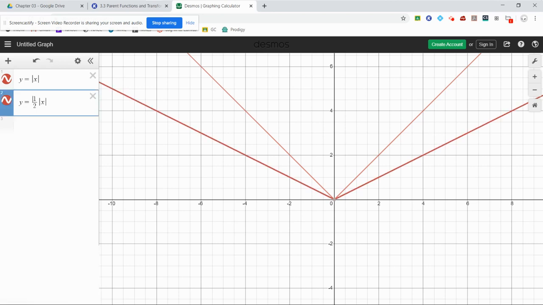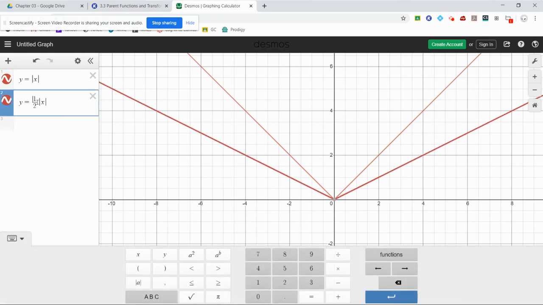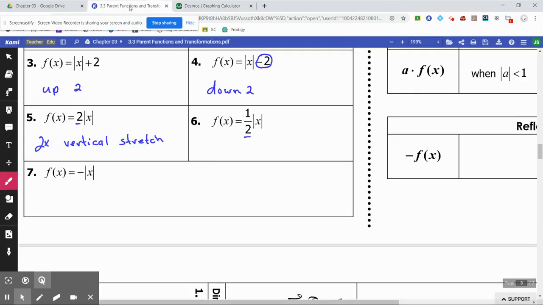Again, notice where the 1/2 is located. The 1/2 is outside of the absolute value bars. It's not inside with the x. So therefore, anytime that it's multiplied by 1/2, that'd be 1/2 times as tall. So that'd be called a vertical compression. We compressed it. We made it shorter.